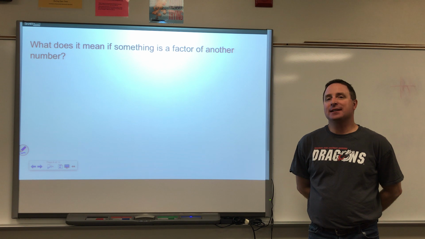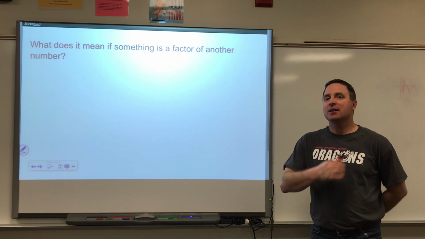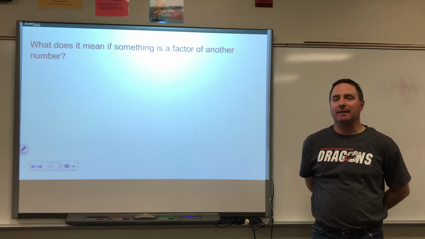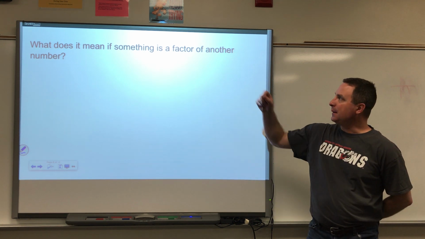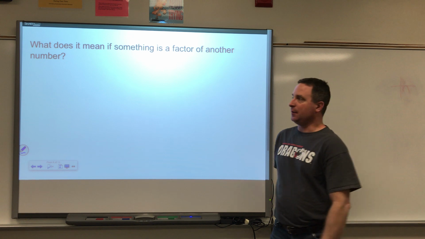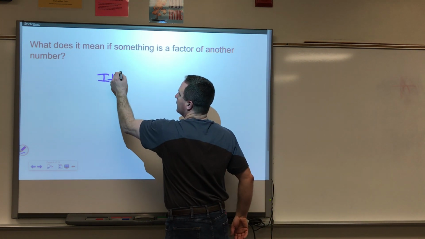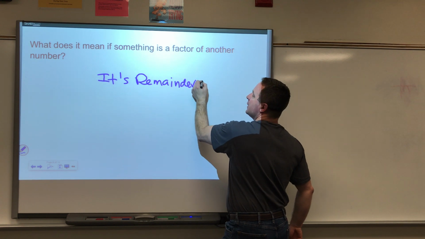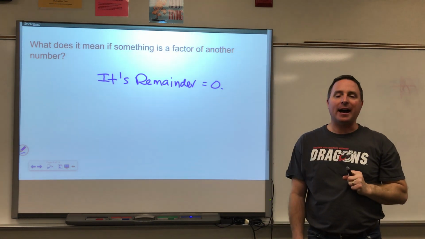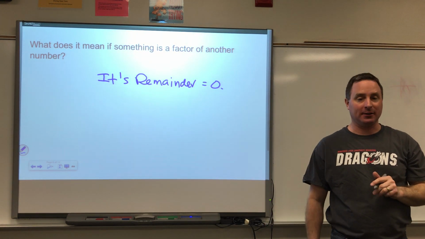And if something divides into another number evenly, what do you think it has for a remainder? Yeah, its remainder is 0. Okay, so if something is a factor of another number, its remainder is 0. It divides in evenly. It doesn't have a remainder.